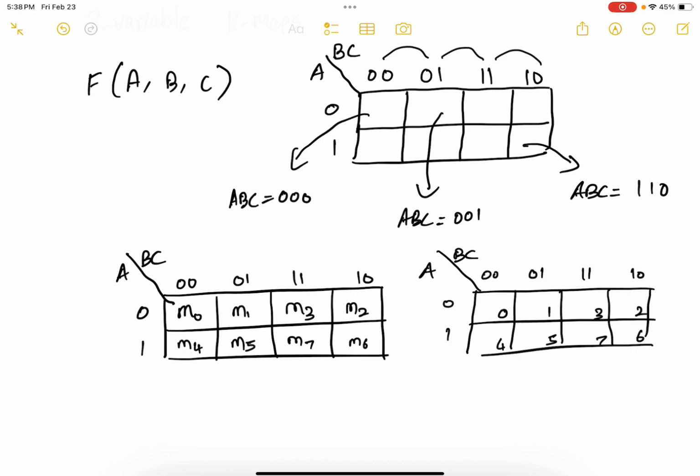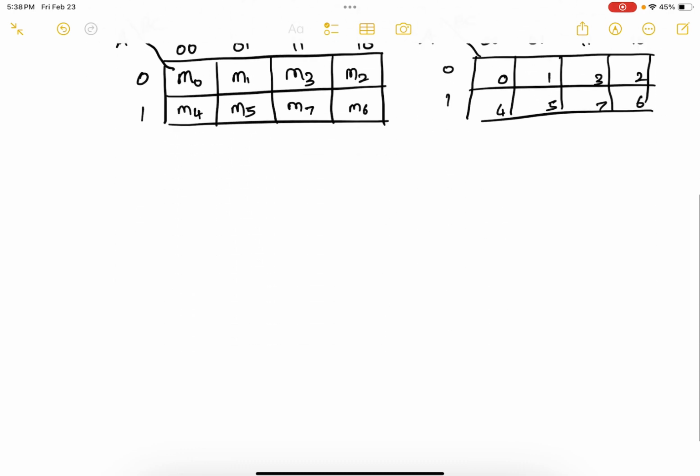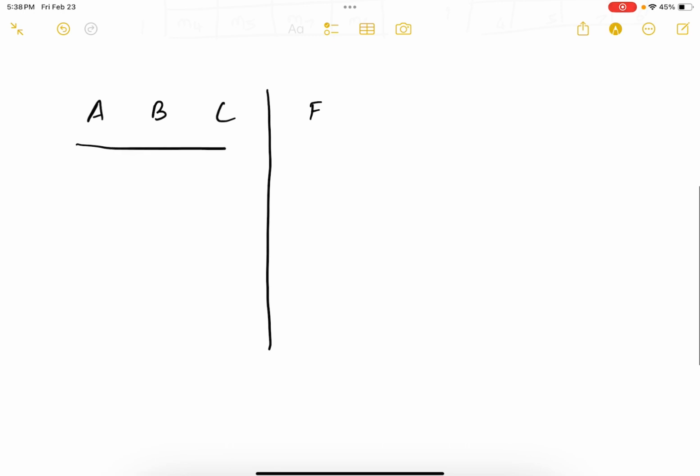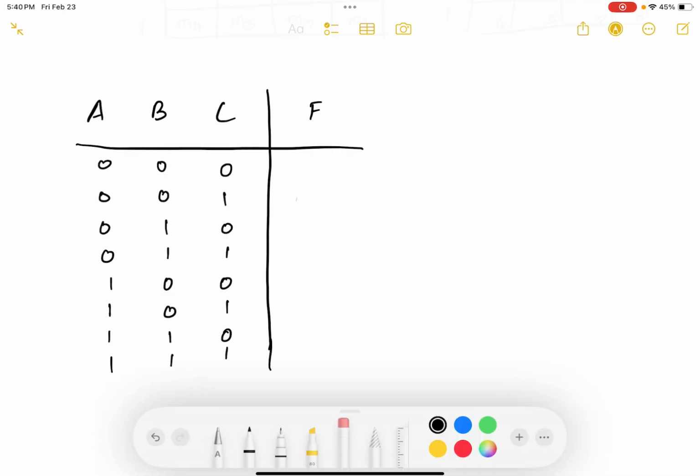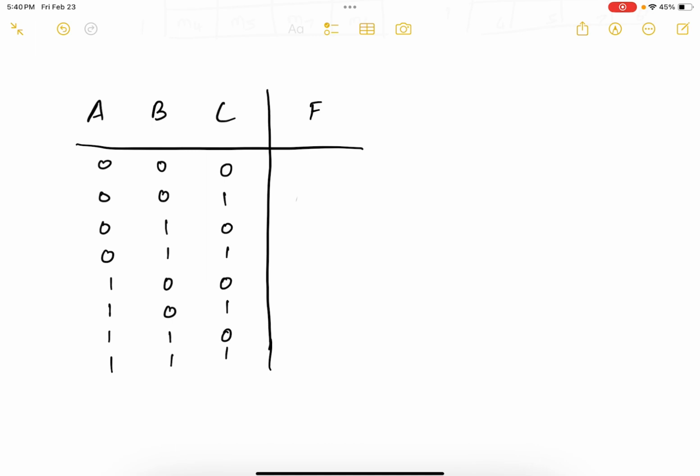Now let us try to simplify a Boolean expression which contains three variables using k-maps. My truth table is as follows: A, B, C, F. We have three variables, so 8 combinations. F is defined as 0, 0 for the first two combinations, 1, 1, 1 for these three combinations, followed by 0, 1, 0. As you know, this corresponds to minterm 2, this corresponds to minterm 3, this is minterm 4, and this is minterm 6. So these four minterms have the value 1.